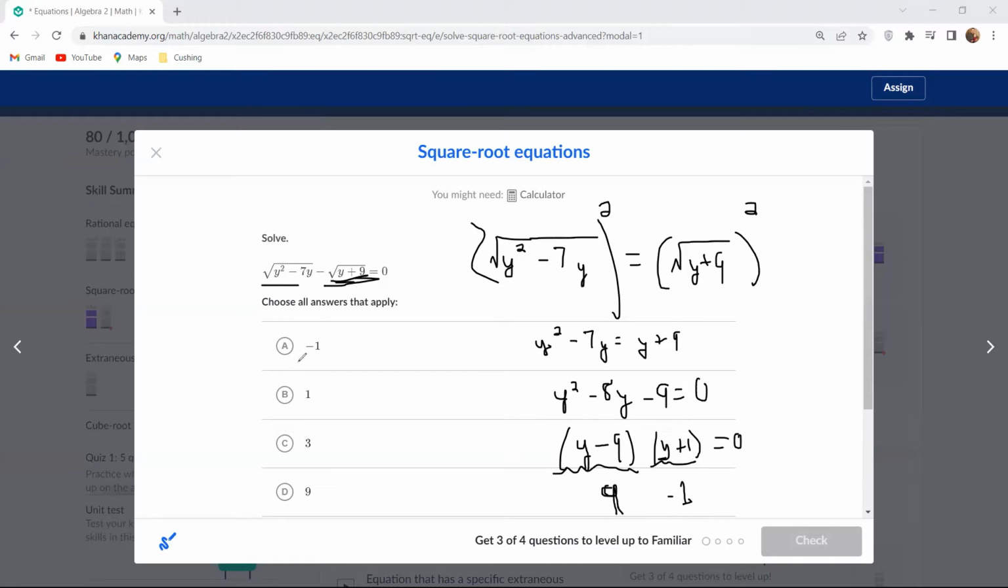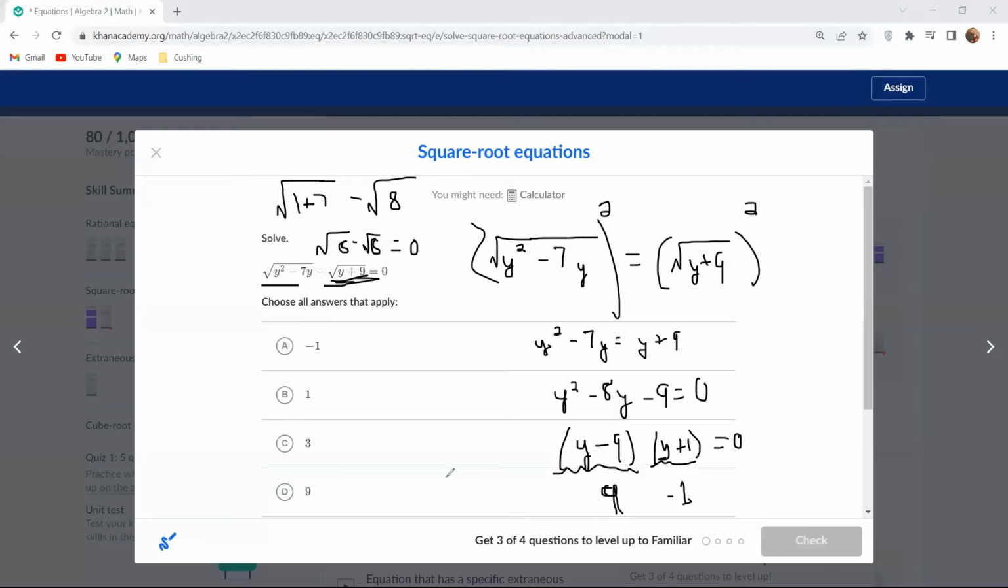Let's test the negative 1 first. So I'm going to try that here. So what I get is negative 1 squared is positive 1. So the square root of 1 minus negative 7, so plus 7, so the square root of 8, minus the square root of negative 1 plus 9, which is 8. So I get square root of 8 minus the square root of 8 equals 0. So that one works because anything minus itself is 0.